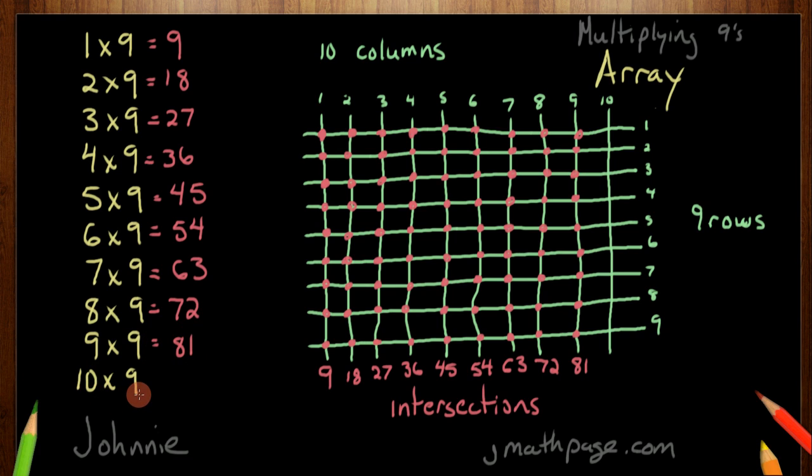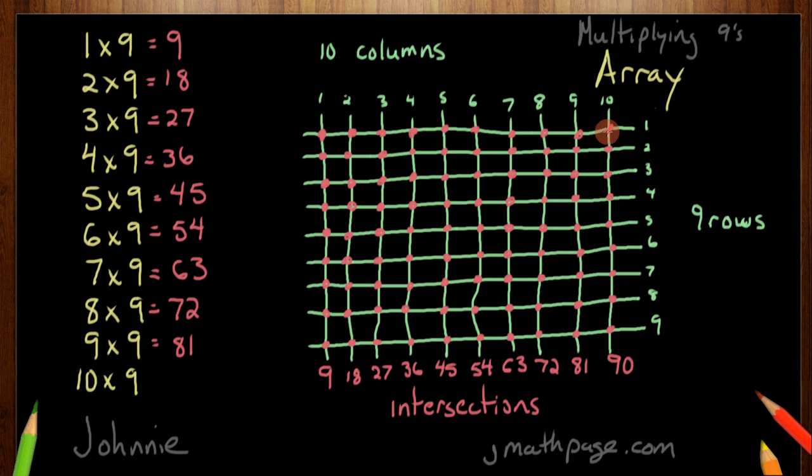What about 10 times 9? You probably know this one. 10 columns and 9 rows. Let's go to our 10th column. Let's mark our intersections. You can see that we have 9 intersections along the 10th column. Okay? We had 81 intersections. Now we have to add this last column. So we have 81, 82, 83, 84, 85, 86, 87, 88, 89, 90. 90 intersections altogether.